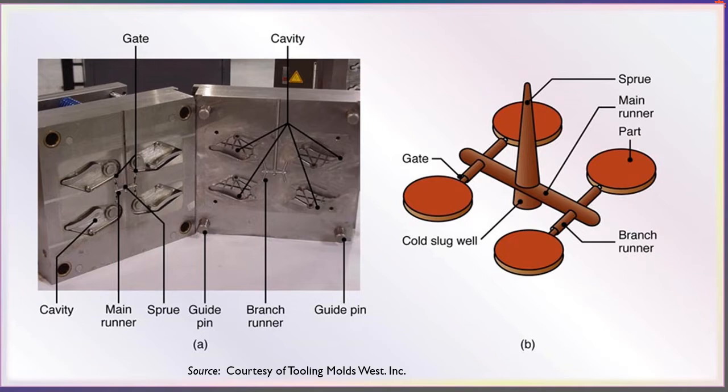The features of an injection molding mold are shown in the figure below. In figure A is shown the two-plate mold with important features identified. In figure B, a four-part view showing details and the volume of the material involved.